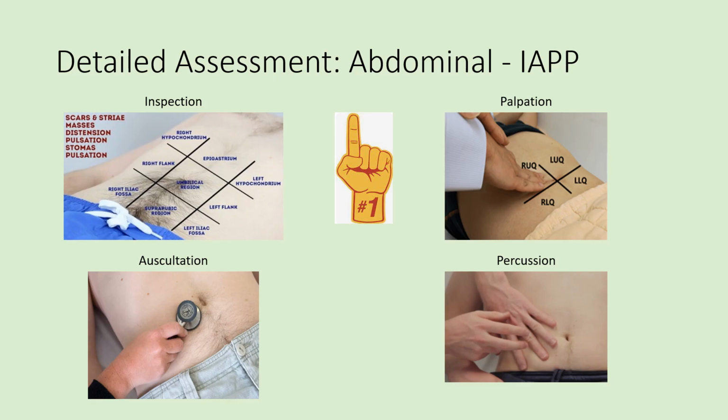You're going to have them flex their legs and start with a light palpation of each quadrant. Then do a deeper palpation of each quadrant, and then look for rebound tenderness. You're going to push down and then let up quickly to see if there's any pain with that wave going across the abdominal contents.